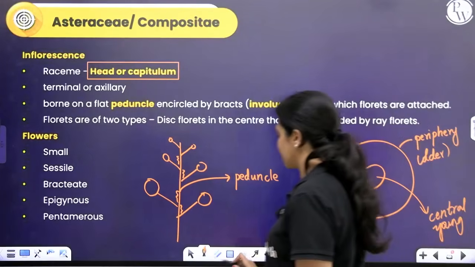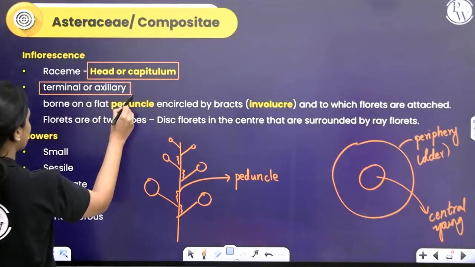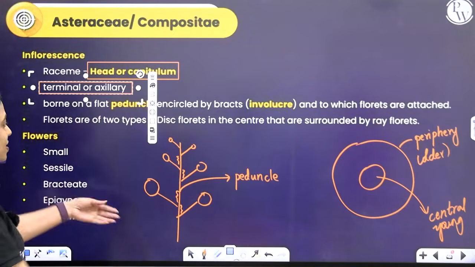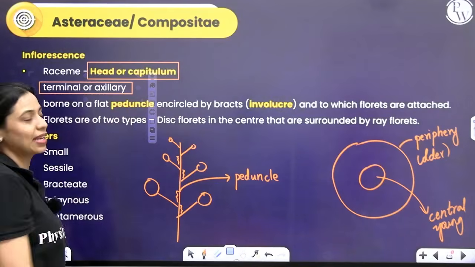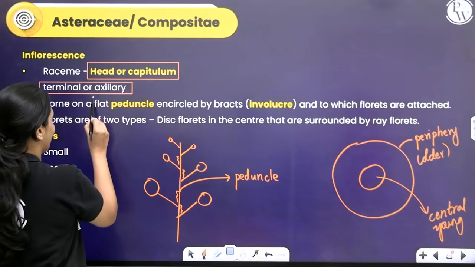Now this inflorescence may be borne at the axils or terminally. Because here the peduncle is compressed like that, it will be flat.